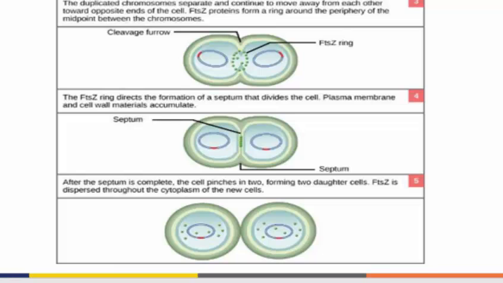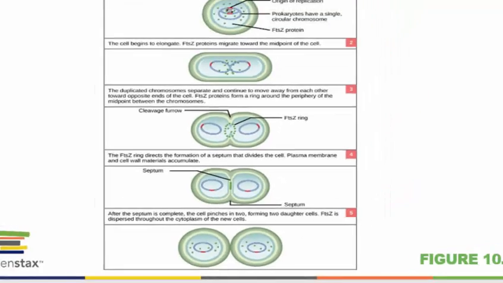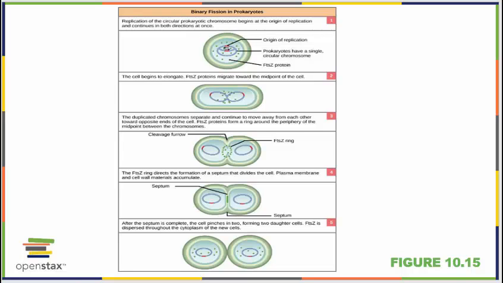The cellular membrane and the cell wall materials accumulate along this septum. In the final step, after the septum is complete, the cell pinches off into 2 separate cells that are known as daughter cells. The FtsZ protein is dispersed throughout the cytoplasm of the new cells and can continue on to help the cell do other things within its cellular life cycle. Thus, the division of prokaryotic and eukaryotic cells ends.